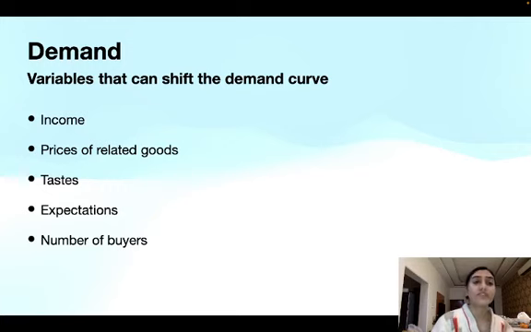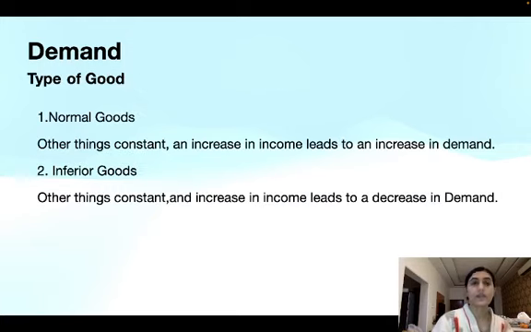We come to the first reason, income. What if the income of a consumer increases? We first have to figure out that if the income of a consumer increases or decreases, the effect on demand would be different for different types of goods. So there are two types of goods. First is the normal good, and the second type is the inferior goods.